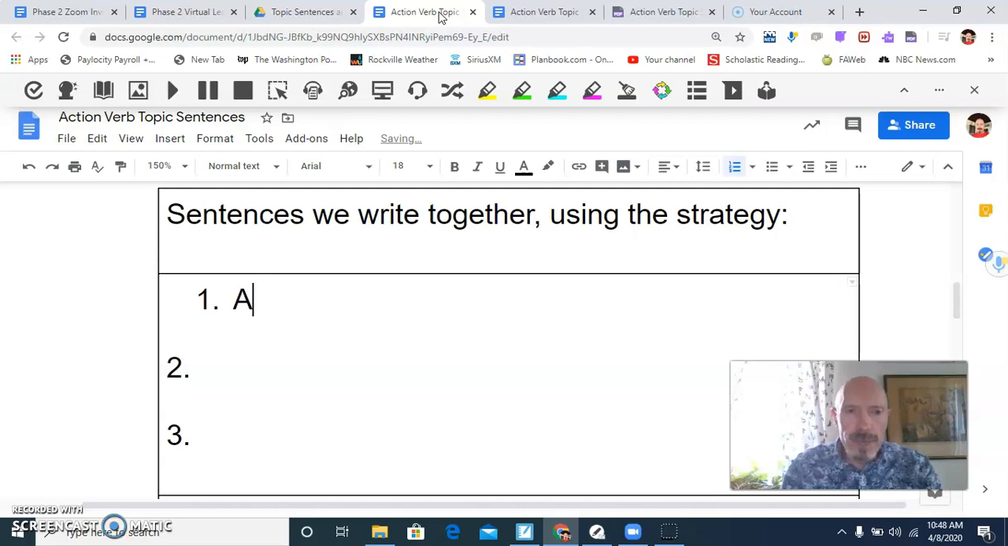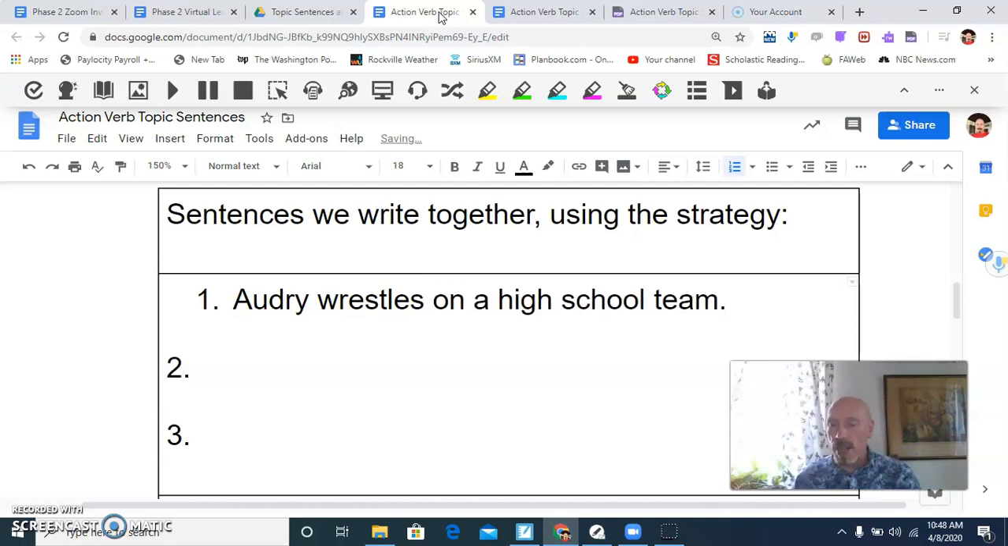Audrey, because the article was about a girl named Audrey. Audrey wrestles on a high school team. So I just wrote a topic sentence that I could use to write about this article. Okay, here's my action word. She wrestled. All right, who is it about? Audrey. And what's the finish? On a high school team. Okay.